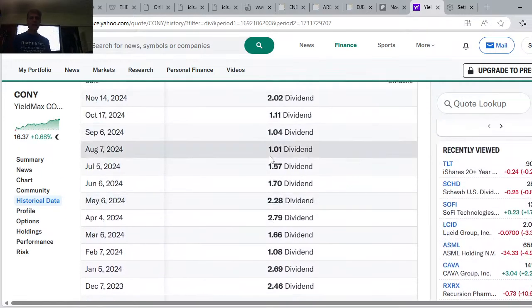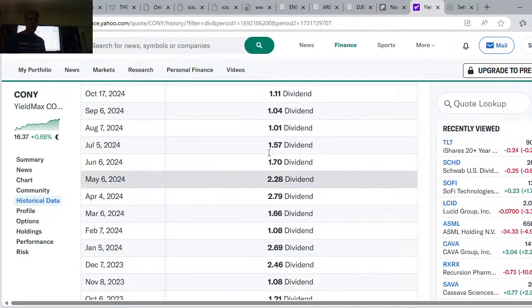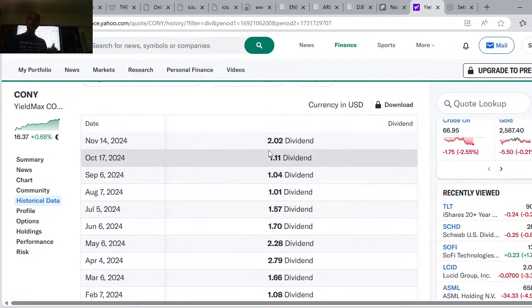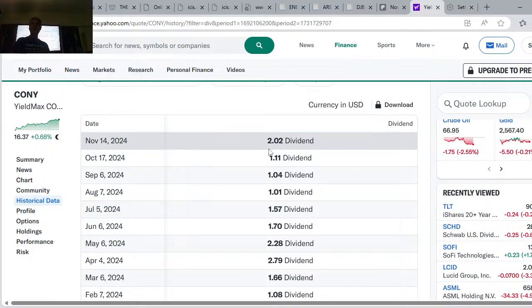Okay? Just over 1 year, 1 month. Okay? Why do you think the dividends are so high? Because they're trying to sucker you into buying that piece of crap.